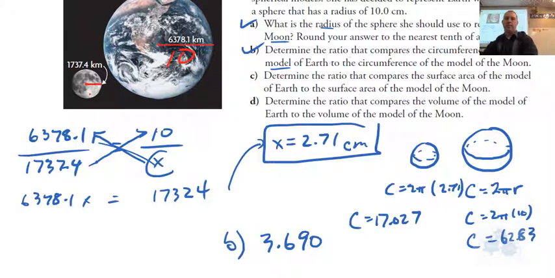Yeah? Okay. Sorry, was that the one you were asking about, B? Yeah. Okay. So 3.69 or 3.7, I guess it is, right?